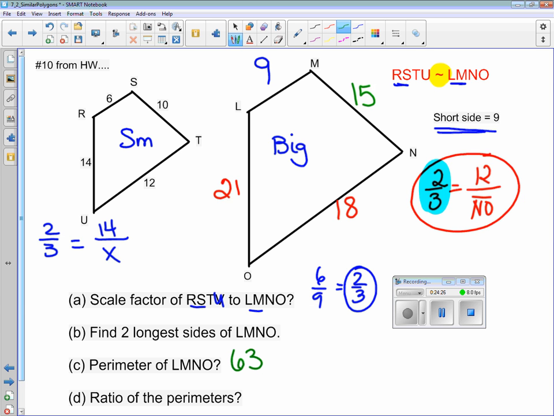What's the ratio of the perimeters? Did I count it wrong? Double check my math. All right, okay. So what's the ratio of the smaller one? The perimeter, if I add all these up, 26 and 16 is 32. And the perimeter of the big one, we said was 63. So the ratio would be 32 to 63.